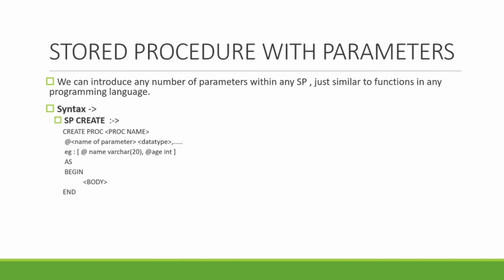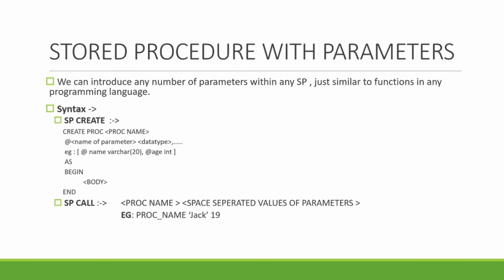In the example I have shown here, I write create proc and then the name of the proc, then @name. Name is the parameter that we have passed, and varchar(20) refers to the data type of that name. Similarly, @age and int. Int is the data type and age is the name of the parameter that we have passed. Inside the body we can use these values, and whenever we call the procedure we can pass any particular name and age, and those values can be used inside the body.